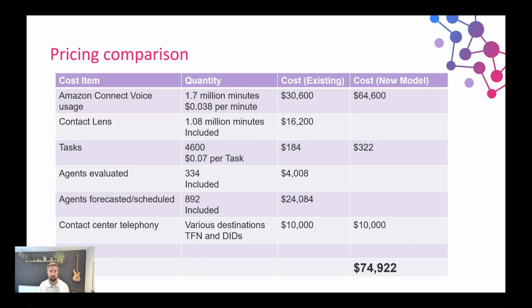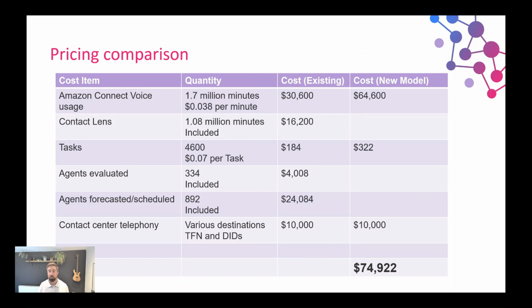Then the two that I mentioned as those bigger ticket individual features, we've got performance evaluations and forecasting, capacity planning and scheduling. They're both included in the price here, so that balances things out to the tune of another $28,000 roughly in favour of the new model.